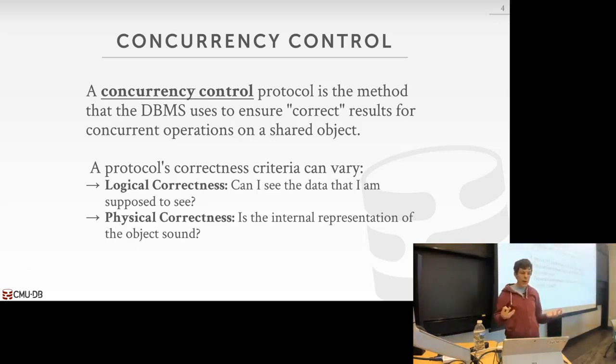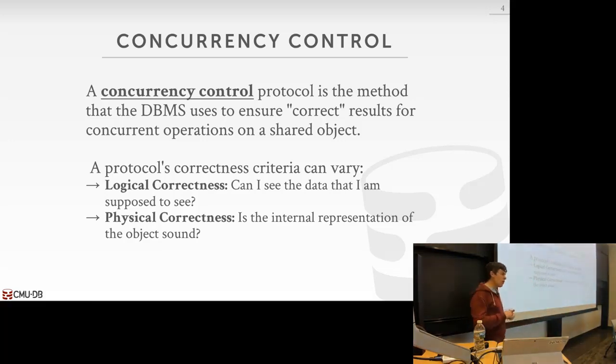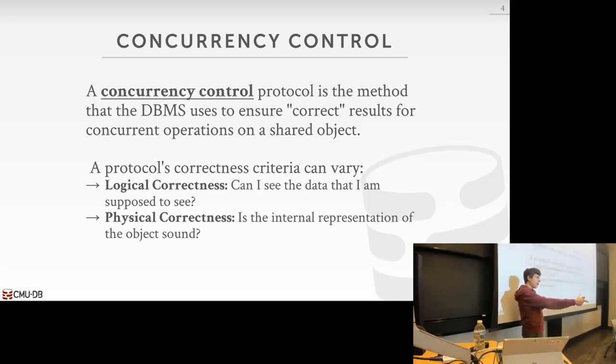The two types of correctness we care about in concurrency control are logical correctness and physical correctness. Logical correctness is a high-level thing that asks, if I'm accessing the data structure, am I seeing the things that I expect to see? If I have a B plus tree index and I insert the key 5 in my thread, and that thread comes back and reads key 5 right away, it should see it. It should not get a false negative. That's a logical correctness thing.